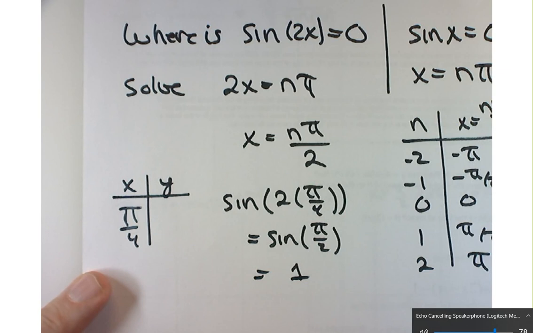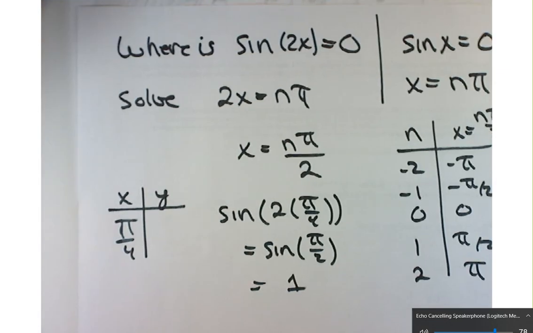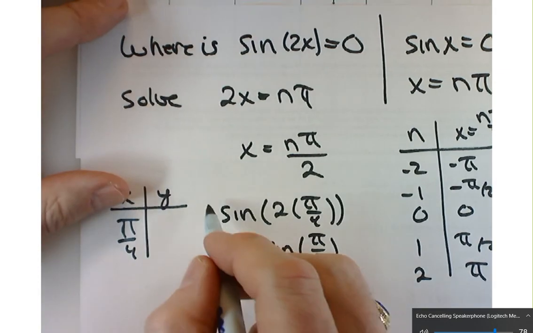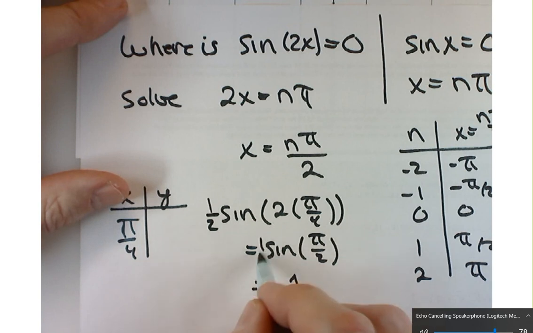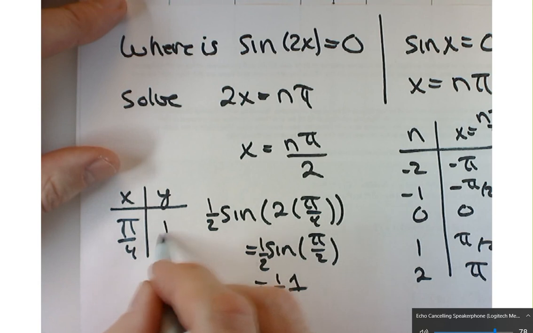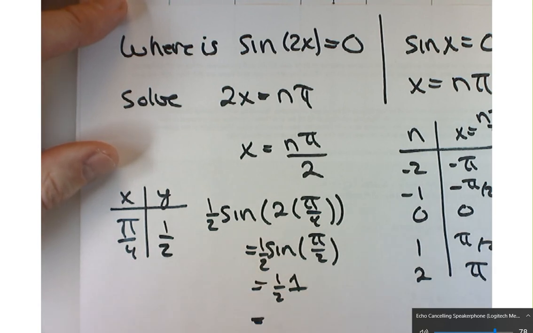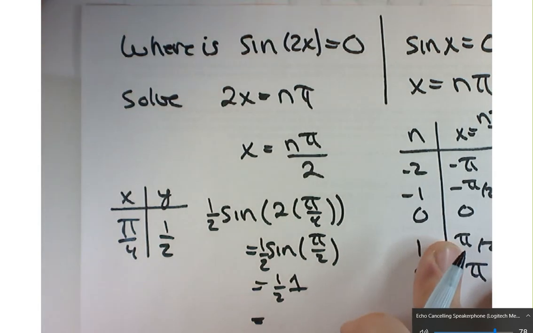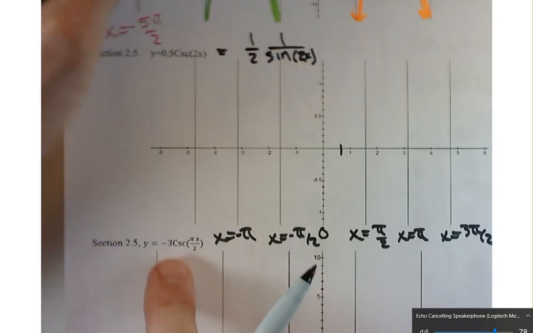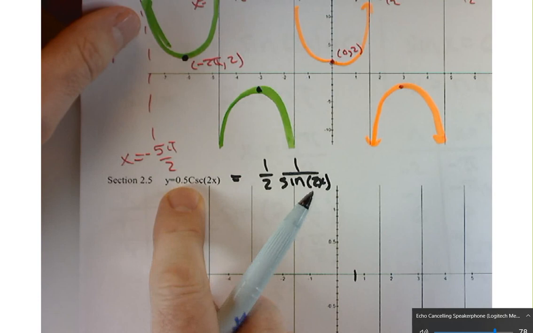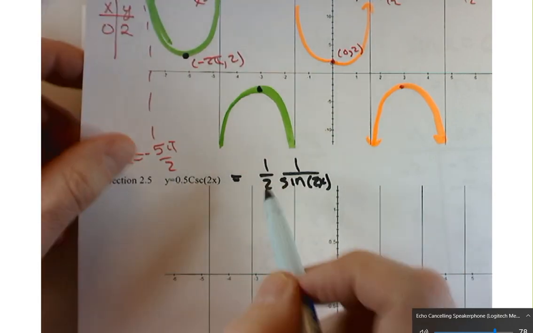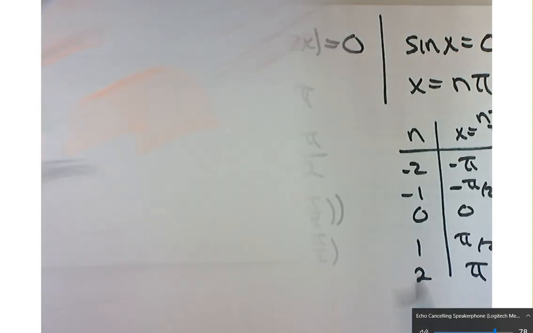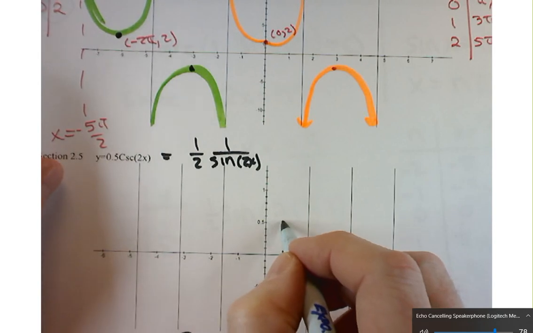And I guess I probably should have plotted 1/2 of that, right? So pi over 4 gets me 1/2. Now where's the 1/2 coming from? If you remember, our cosecant function has a 1/2 in front of it. So what's 1/2 times there? Gives me pi over 4 and 1/2.